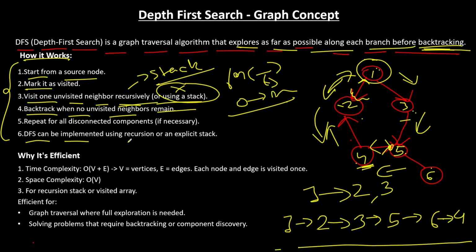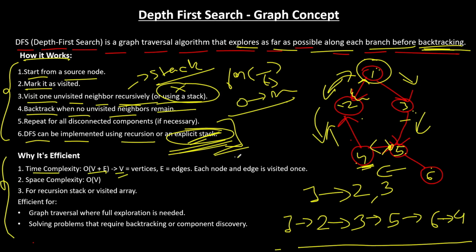And DFS can be implemented using recursion. Okay, and explicitly using a stack is not necessary. It is an uncommon practice, but I have written here that if you want to use it, you can do it. And why is it efficient? The time complexity comes out to be V plus E. V means vertices, E means edges. What are the edges? These are the edges. What are vertices? These are the vertices, which are also called nodes. And each node and edge is visited once. Okay. Therefore, the time complexity comes out to be V plus E.